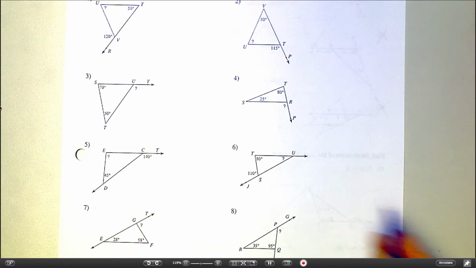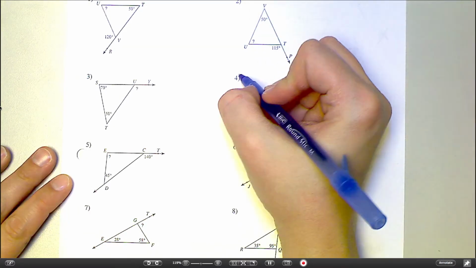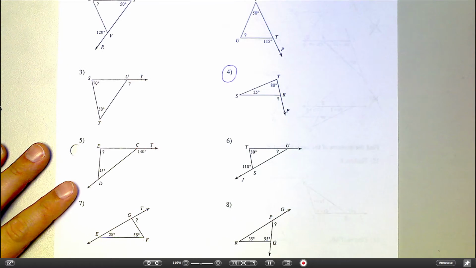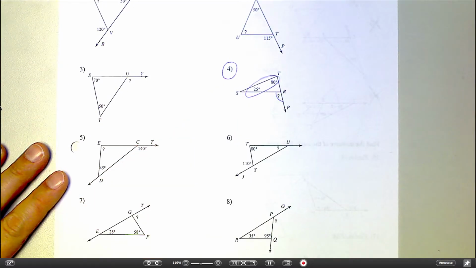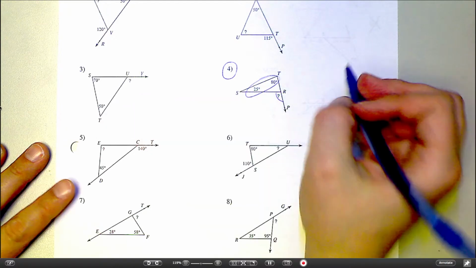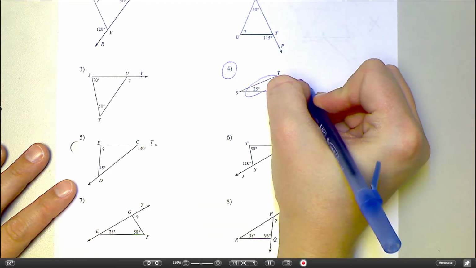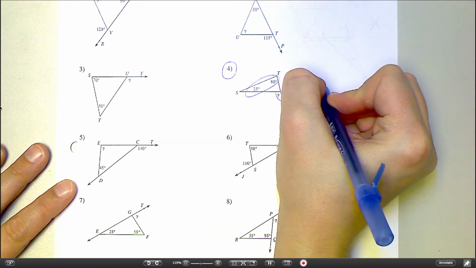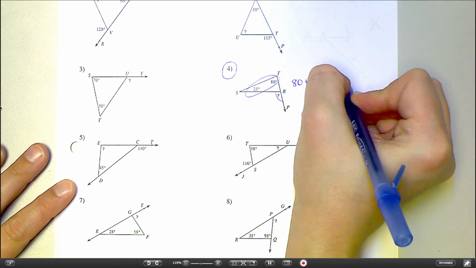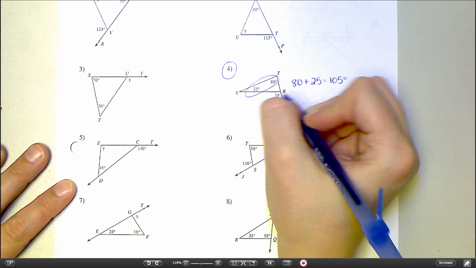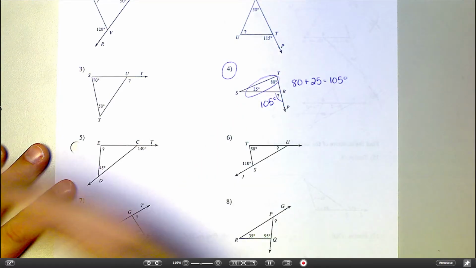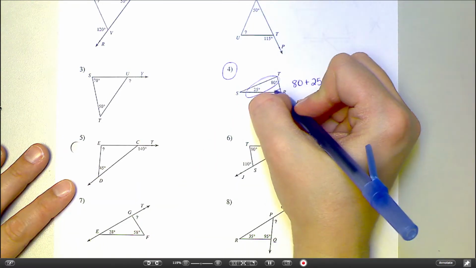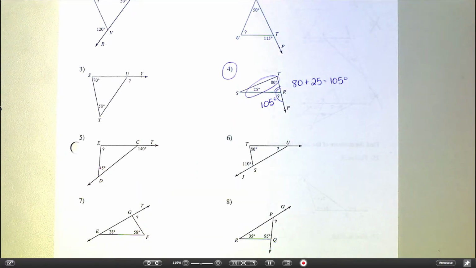All right, number 4. How do I find this angle if I know these two? You add them. Add the two interior angles together, yep. So 80 plus 25 is 105 degrees. And that means this is, and you don't have to minus it or anything, this is just 105 degrees. Now, if I asked you to find this angle in here, then you would subtract from 180. Okay?